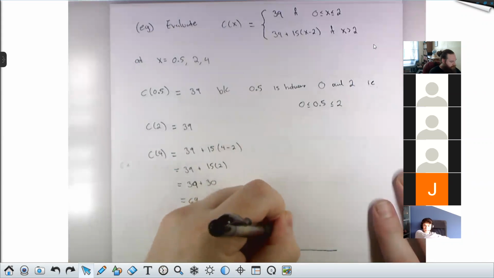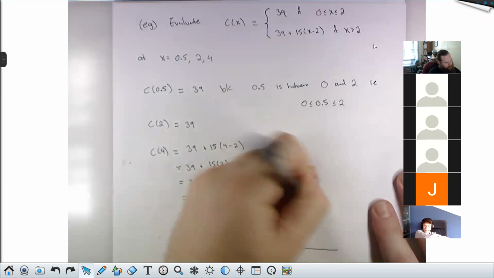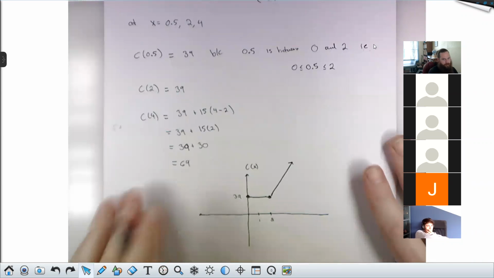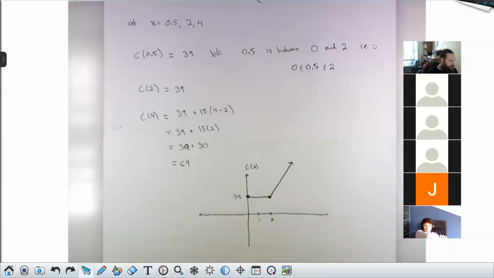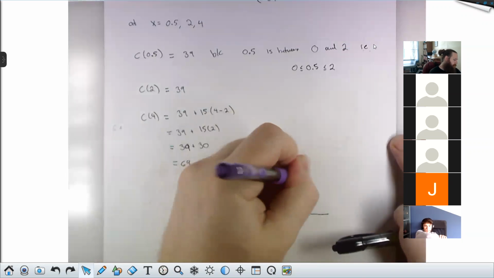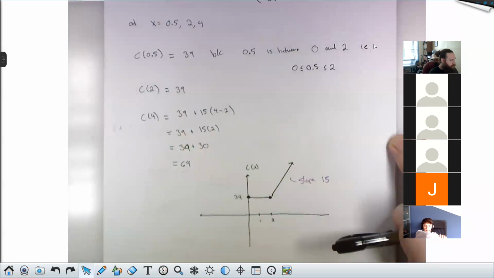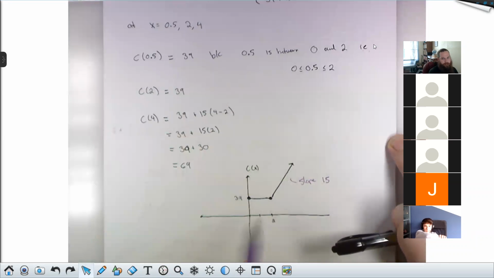So I'll just draw this like this and say that that portion has slope 15. And I'll leave it at that for now. So this would be the graph of this function.